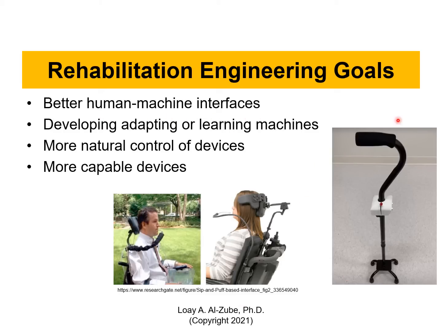This is an interface attaching this to a cane that is already designed to be used by people and optimized. So that's the human and machine interface. How can we put them together? And that needs imagination. And then developing, adapting or learning machines.